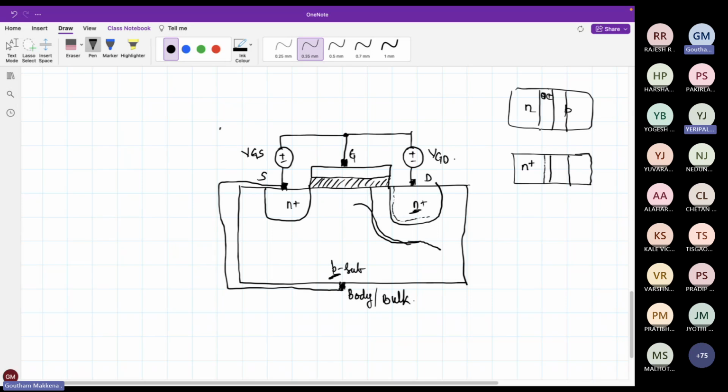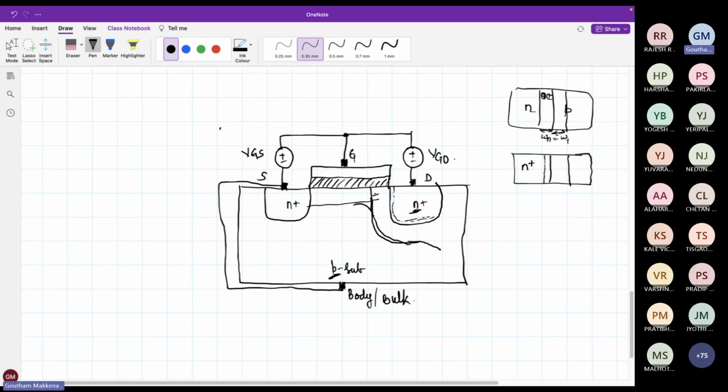So if it is equally doped, then these widths are equal. WP will be equal to WN. But if it is heavily doped, it will be very thin on the inside and will be very high. So this depletion region also eats into the channel, yes or no?